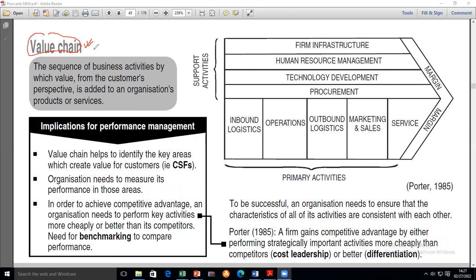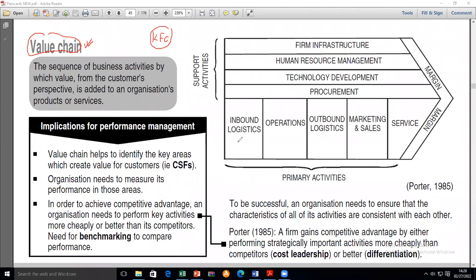For example, why do we go to restaurants? Why don't we eat the same food from our homes? Why do we go to KFC? Why do we go to Hungry Lion and pay more? In your own home, you can prepare the chicken and have it. But you're going to a restaurant where you pay more. Why? That's what this model shows us here.